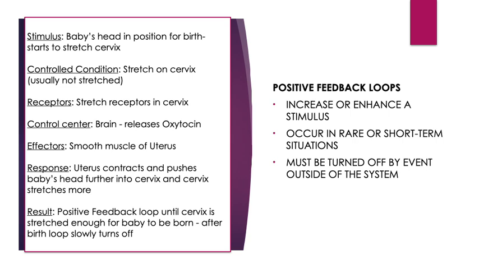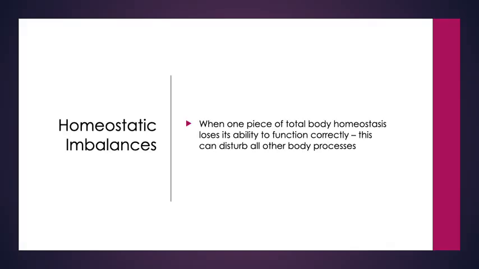Okay, so why did we talk so much about homeostasis? Well, because of things called homeostatic imbalances. So when one part of the body loses its ability to maintain homeostasis or function correctly, it can lead to more disturbances throughout the body, which is where we really get that whole kind of picture of a disease or a disorder, where we get those characteristic signs and symptoms, and we are able to classify that as our disease or disorder.